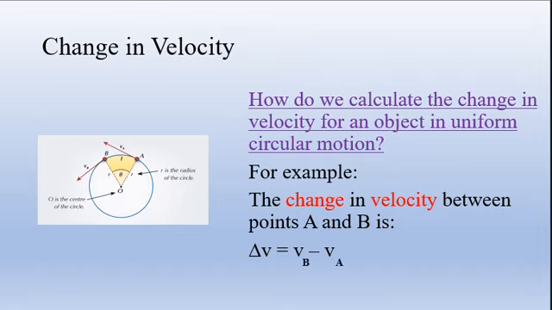So between 2 points A and B along a circular path, how do we calculate the change in velocity for the object? We can simply use the equation delta v equals v at point B minus v at point A. In other words, change in velocity equals velocity at point B minus velocity at point A. Here, even though the speed is constant, the velocity vector is different because direction has changed.